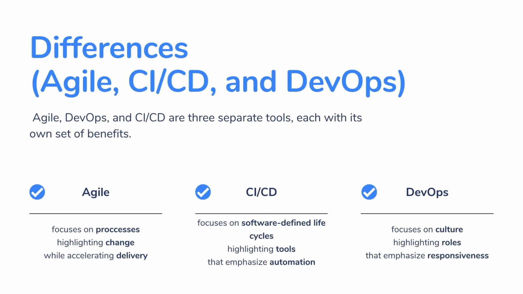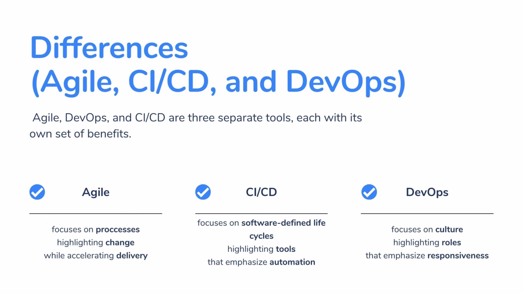So what are the differences between Agile, CI/CD, and DevOps? A single tool cannot be used to construct a house. With one, a user won't be able to empower their development practice. So Agile, DevOps, and CI/CD are three separate tools, each with its own set of benefits. So the outcomes are revolutionary when development organizations use all three for their intended goal.